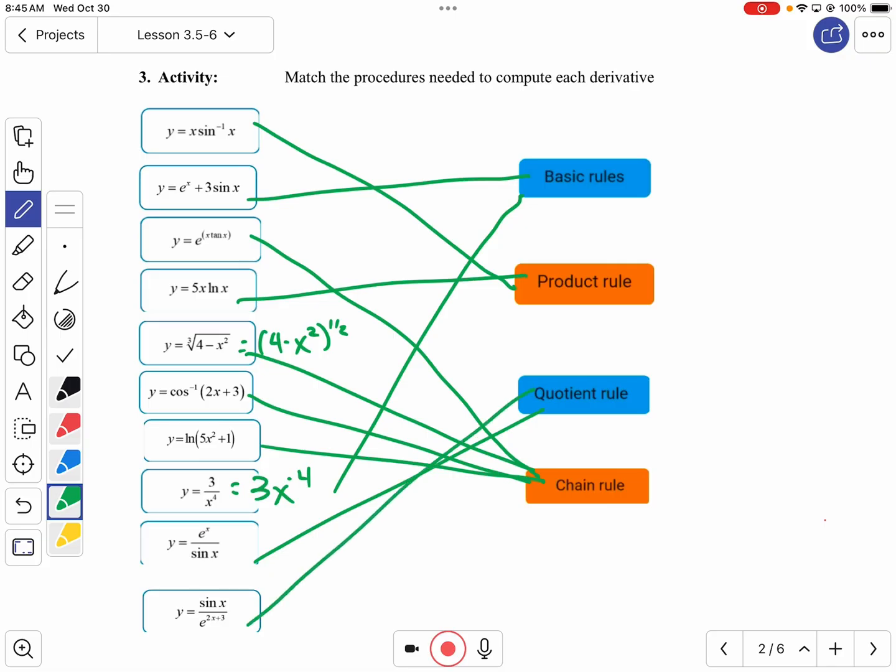It's a quotient, but when I'm messing with that denominator, I'm going to need a chain as well. So that would use 2 different things. So we understand, it's kind of just learning to look at what we need.